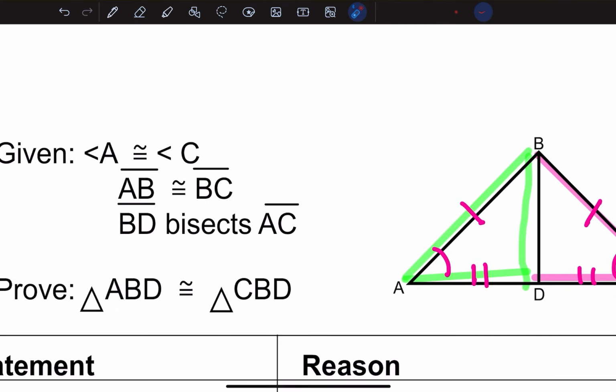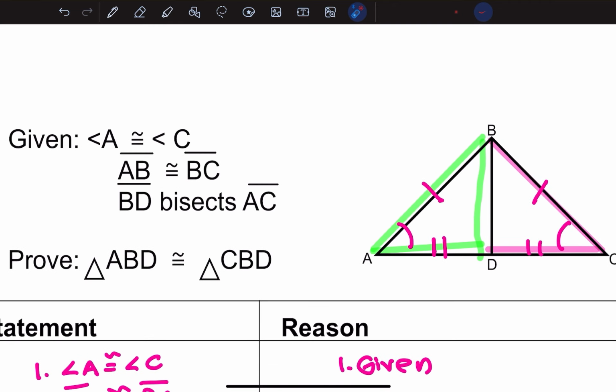So let's do an example. I first highlighted my triangles in 2 different colors. Start marking off your given information. Angle A and angle C are congruent, so I have an angle. AB is equal to BC, so I have a side and an angle. And you know that BD bisects AC. So bisects splits into 2 congruent segments. So I can mark it off that those two are going to be congruent.